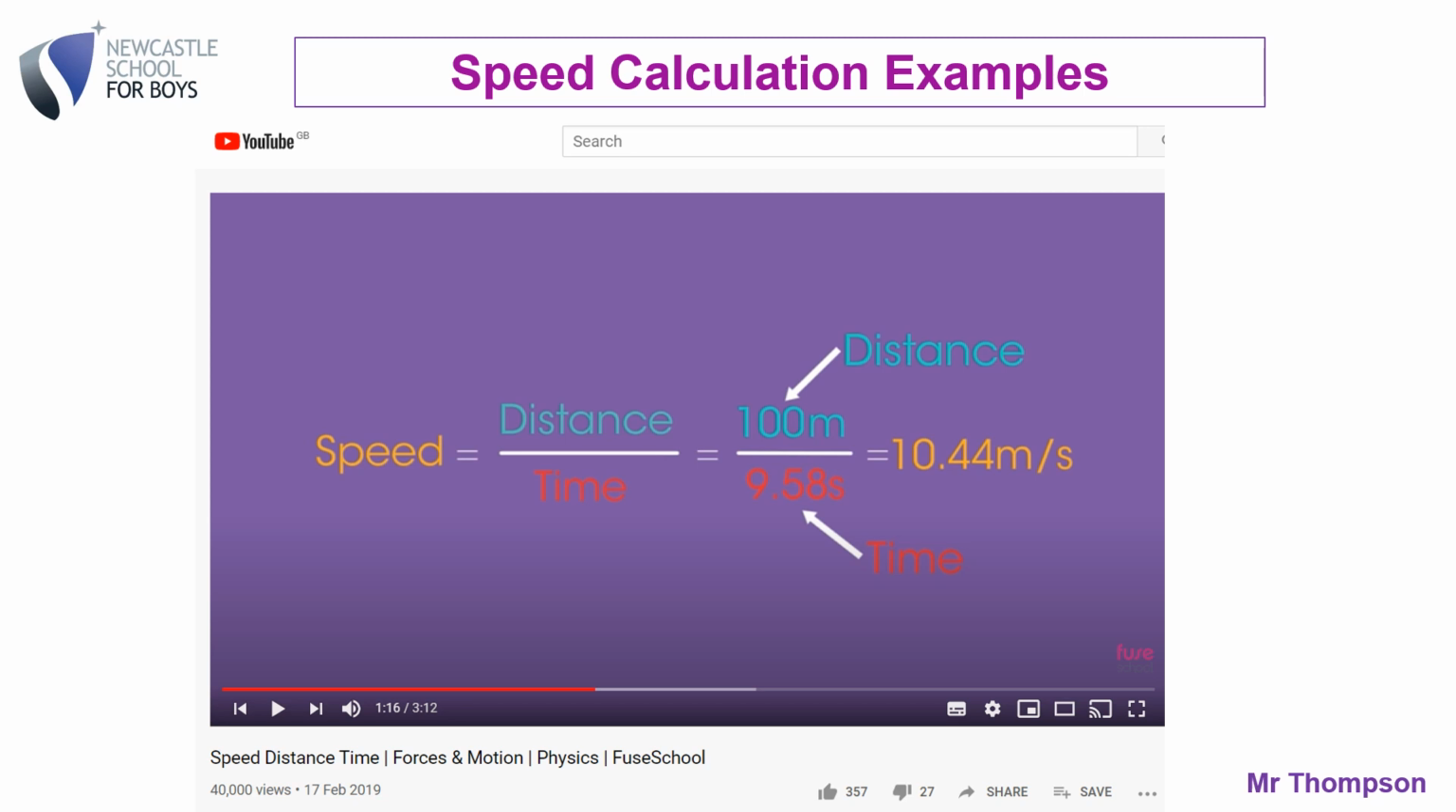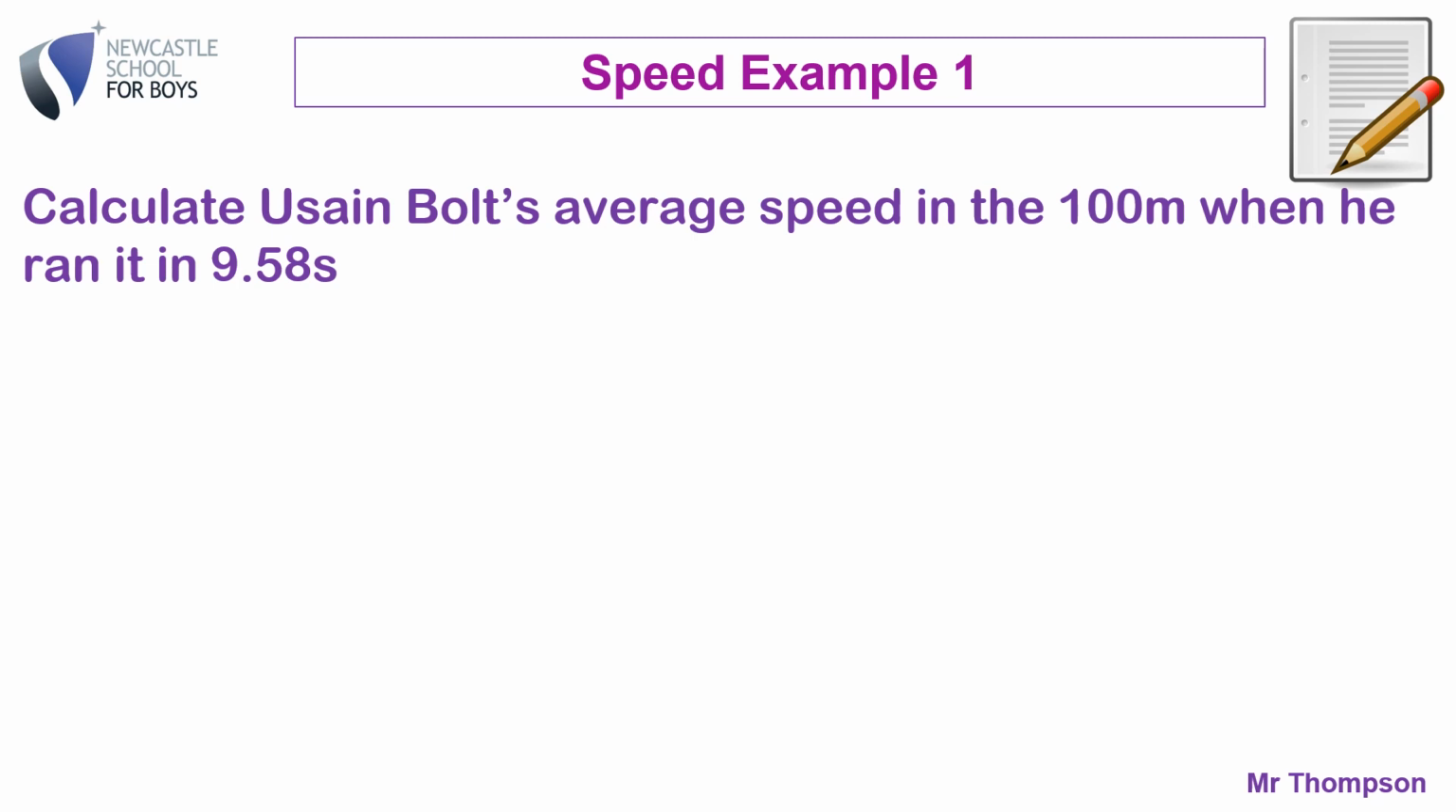You'll see in the Fuse School video how to calculate Usain Bolt's speed. So here's a screenshot of the video. It stopped at that point where it shows his speed. And what I'd like you to do is, if it was an exam, this is how it would be presented. So you can write the question down as example number 1. Calculate Usain Bolt's average speed in 100 meters when he's run it in 9.58 seconds. Of course, it's an average speed because he's accelerating all the way through. He starts off a bit slow and by the end he's getting to his maximum speed.